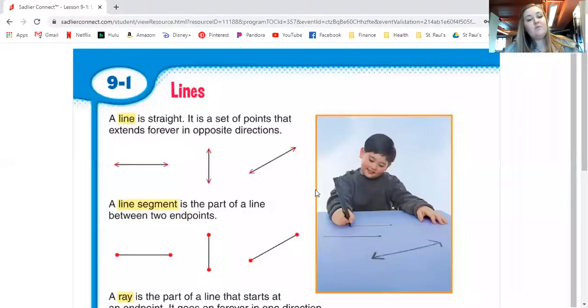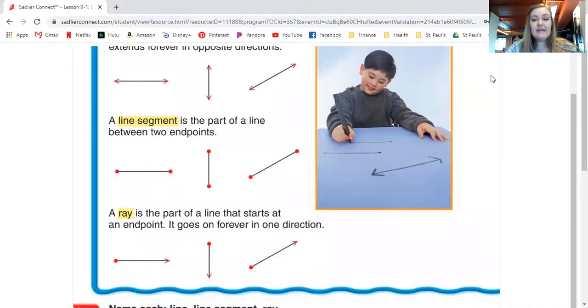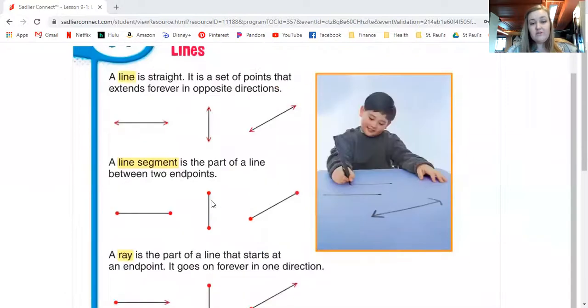To remind you, in lesson 1 we talked about lines. The lines are straight, and if it's talking about a line, it's specifically saying a line that goes forever in opposite directions. The next thing was a line segment. Your line segment ends, so it has a stopping point and a starting point. That's the difference for a line segment. And then the last one is a ray. A ray starts at one point and goes on forever in another direction. So those are your first few on lines.